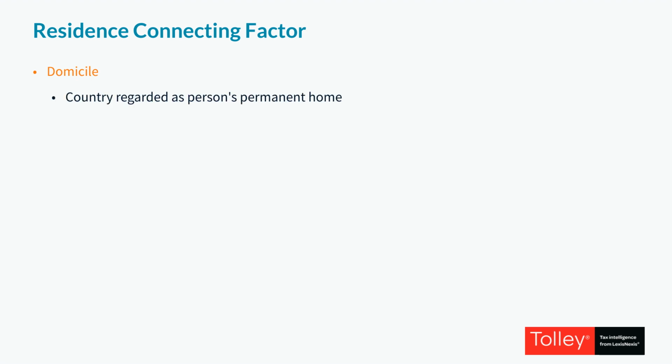Domicile refers to the country that a person regards as their permanent home, somewhere they will always want to live and always want to return to, somewhere where they have a substantial connection, often family connections. Domicile and residence do not necessarily coincide. A person might have a domicile in, say, France, because that is where they were born, that is where their family is based, and that is where they hope to return to for retirement.